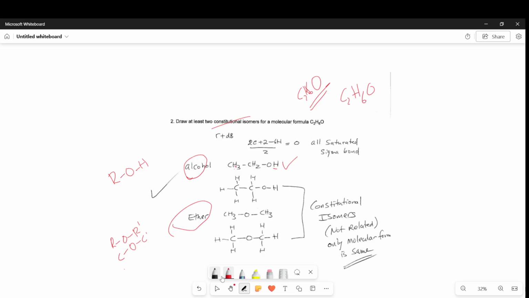So an alcohol and an ether can be written as two constitutional isomers. They are not related in any way. They are different species. This is an alcohol and this is an ether. Okay? So we'll proceed to the next question now.